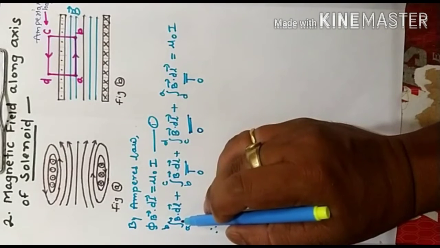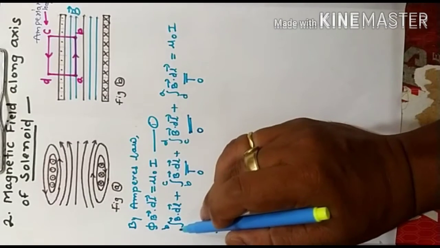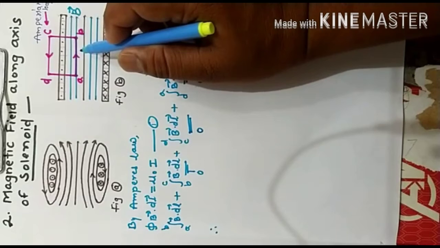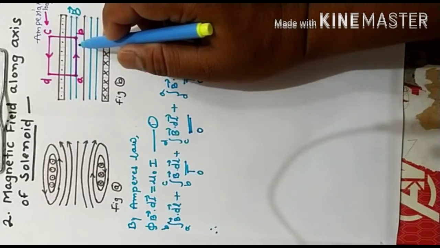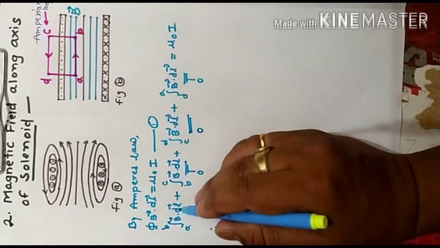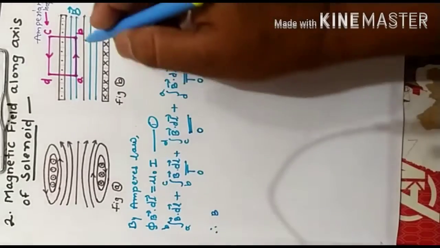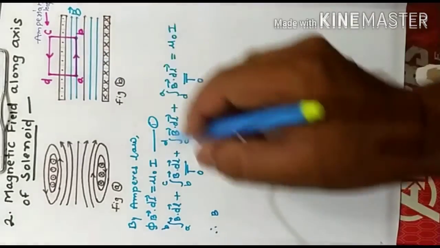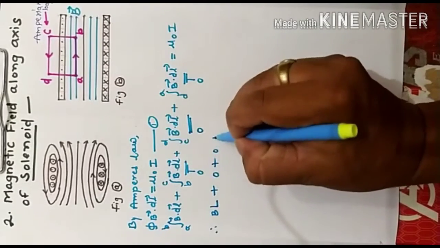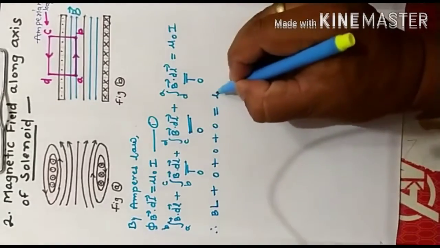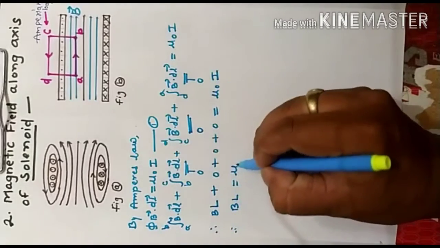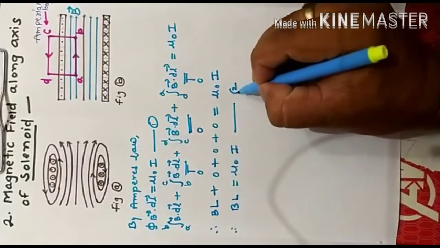But the first term of the integration, that is vector B dot vector dl from A to B for the side AB, is inside of the solenoid. Inside of the solenoid, magnetic field induction is uniform, and therefore B is constant. Taking the B outside of the integration, the integration over dl is nothing but the length of the rectangle, that is equal to L, plus 0 plus 0 plus 0 is equal to mu naught I. Therefore BL is equal to mu naught I. This is equation number 2.